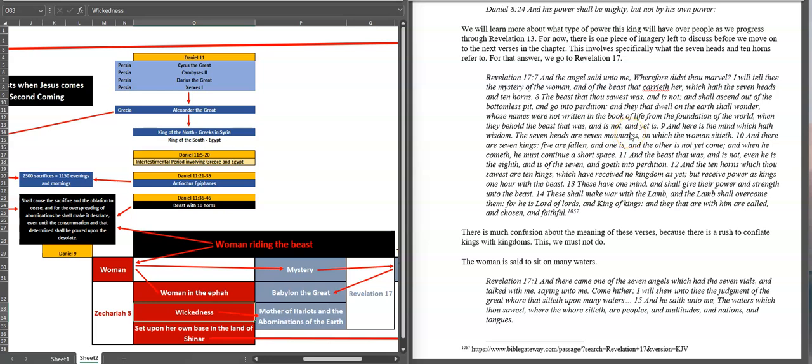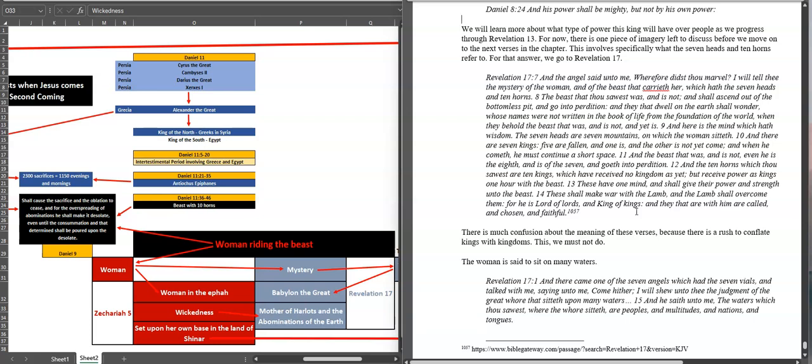Now here is the mind which hath wisdom. The 7 heads are 7 mountains, on which the woman sitteth. And there are 7 kings, 5 are fallen, and 1 is, and the other is not yet come, and when he cometh he must continue a short space. The beast that was and is not, even he is the 8th, and is of the 7, and goeth into perdition.